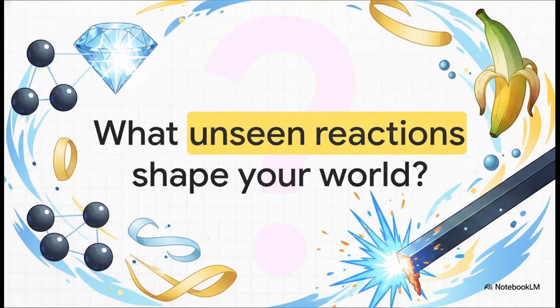As we wrap up this explainer, I want to leave you with this thought. We've seen how tiny shifts in electronegativity, or just sharing 4 electrons in a double bond, can completely redefine matter. If these simple, microscopic electron dances can turn a lethal gas into table salt, or ancient dead plant matter into a sparkling diamond, what other unseen chemical reactions are silently shaping the world around you right at this very second? Keep observing and keep exploring.